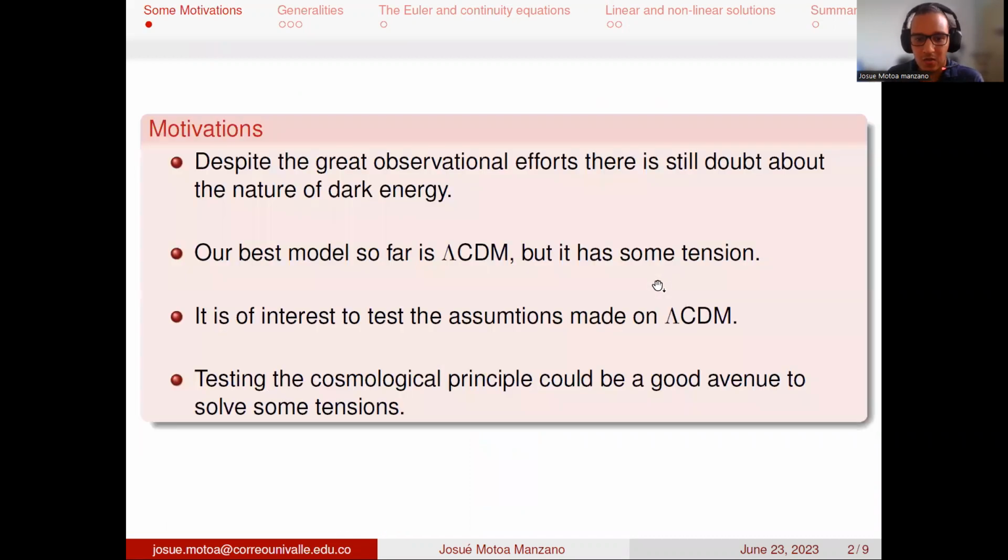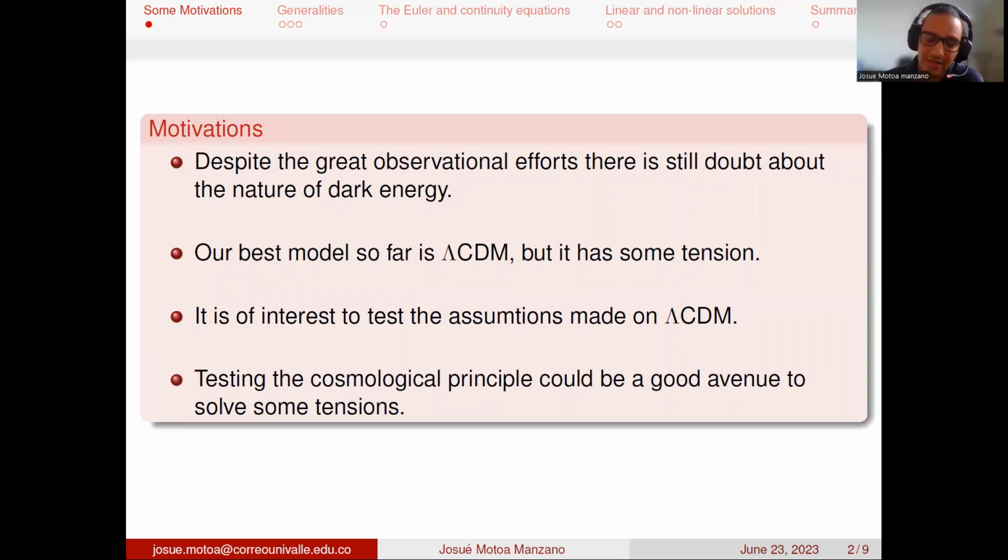Okay, so the motivation to do this work was the idea that the universe is expanding and accelerating, and we have doubts about the nature of dark energy. The most prominent model we have so far is lambda CDM, which states that dark energy, the source of the accelerated expansion, is a cosmological constant.